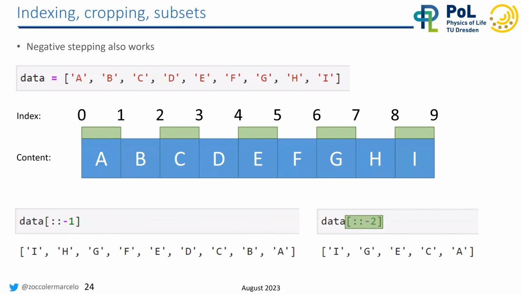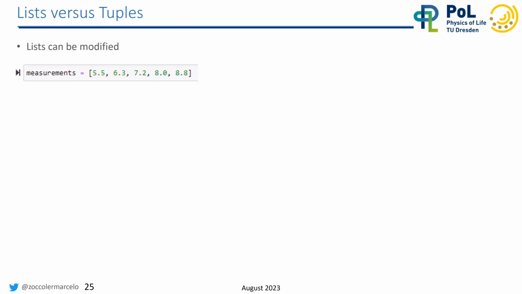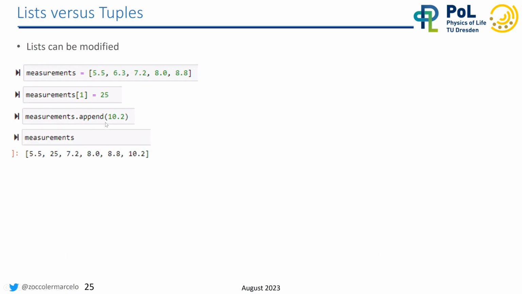Yes, it can be fancy and put -2 to jump one element if you like. You can modify elements in a list. So imagine you have a list of measurements, and then you want to modify measurement number 1. You can do it like this. If you want to add a new element or a new measurement to this list, you can use this .append method from the lists, and then you have both results. So you change the value number 1, and you also appended the new value by the end of the list.